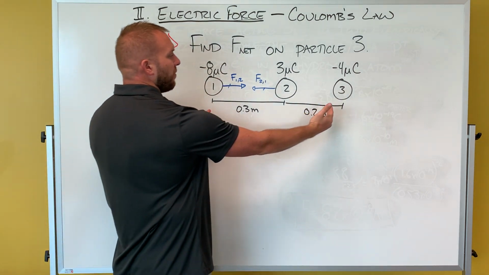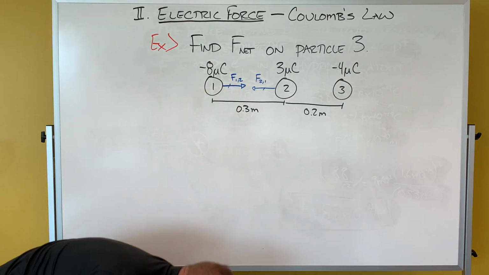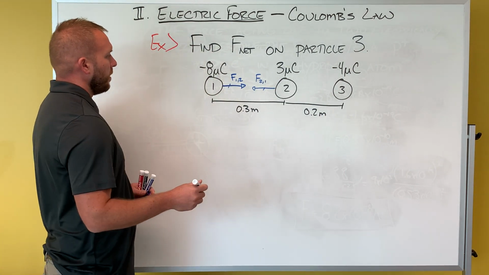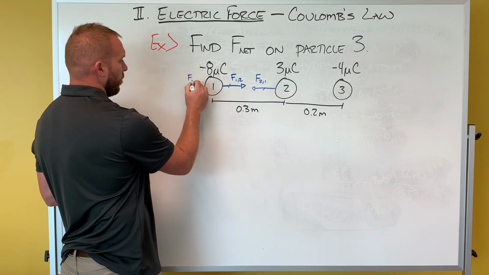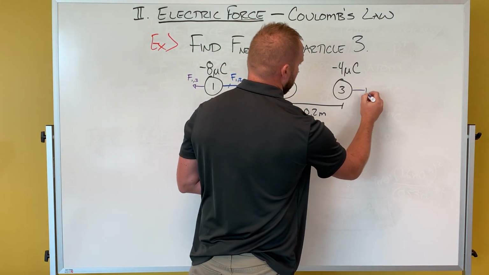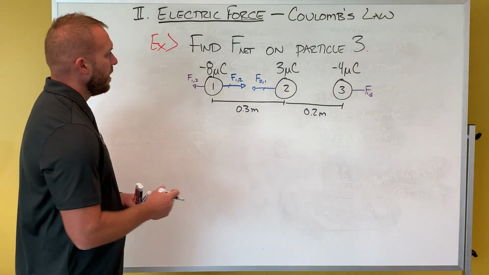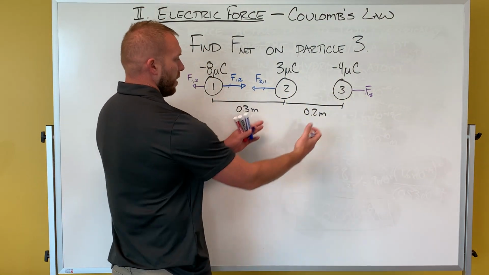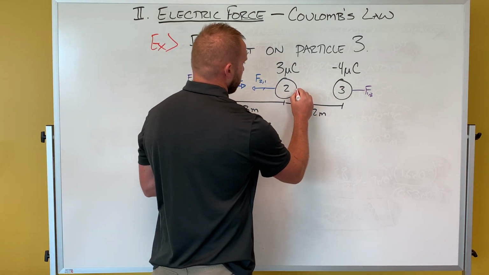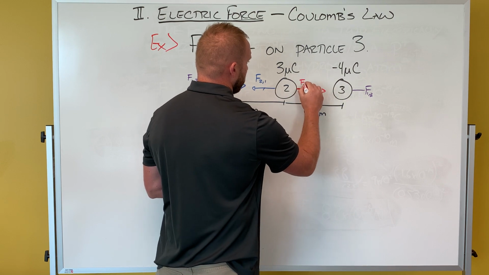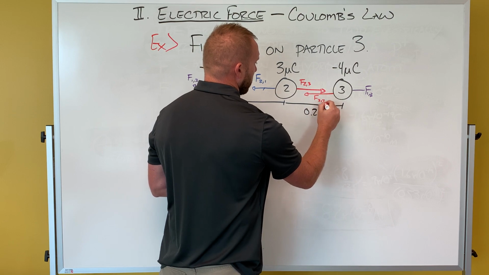However, I notice that they're pretty far away, so I'm going to try to draw my vectors appropriately. And so I'm going to draw this a little bit smaller. This is the force on 1 due to 3. And then I have these two here. These are attracting, and they're closer. So I'm going to have the force on 2 due to 3 and the force on 3 due to 2.